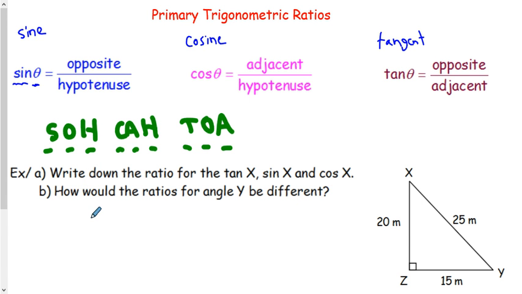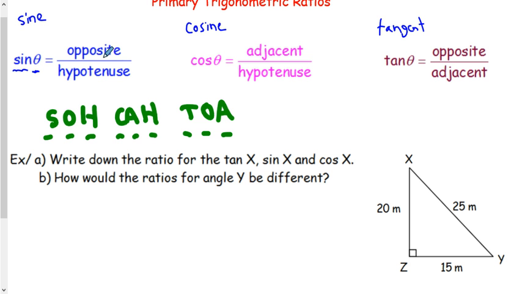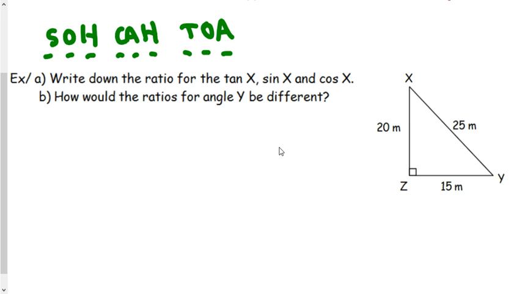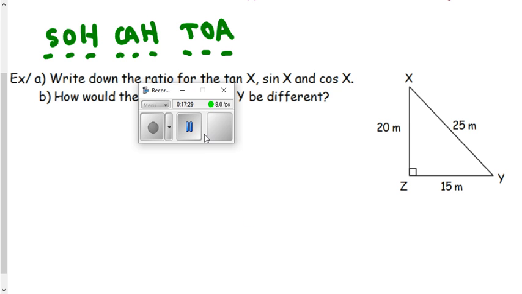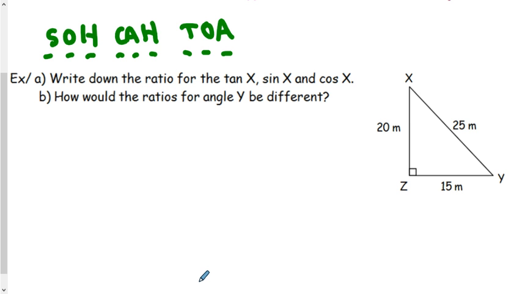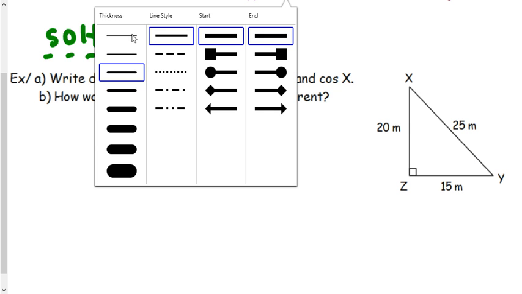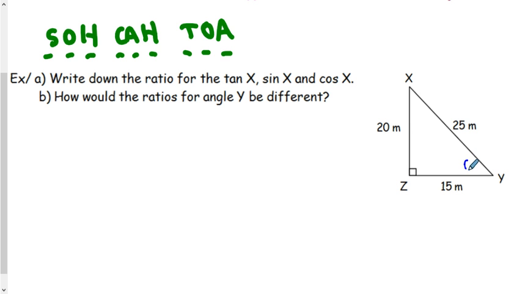Okay, so let's have a look at an example. We're going to try and write down some of these ratios. What does the sine ratio look like? What does the cosine ratio look like? What does the tangent ratio look like for this triangle that we've got right here? Okay, so the first thing we need to do is consider what angle we're going to look from. So first, let's assume we're going to look from this angle right here. I'm going to call it theta. That's the angle we're going to look from.